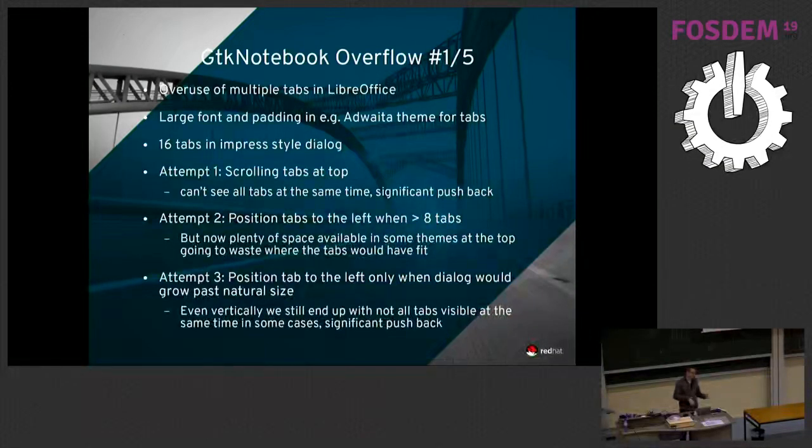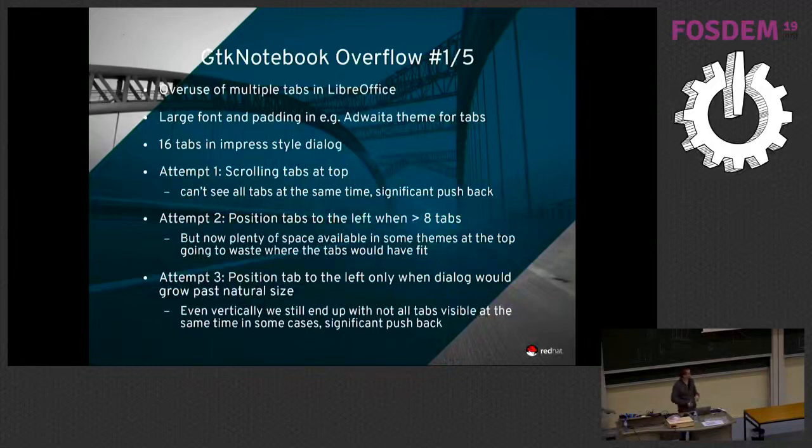But when you do that, you can't see all of your tabs at the same time, so you used to be able to see them. Now everybody's unhappy, you can't see them. Okay. Then in some themes, let's say like the default Ubuntu themes, the tabs are quite small. You say, well, there's all this space going to waste at the top, so let's keep putting tabs into the top until it no longer fits. And at that point, if they no longer fit, switch to putting them horizontally down the left-hand side.